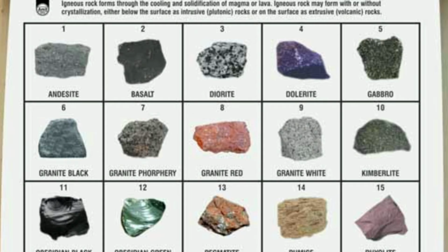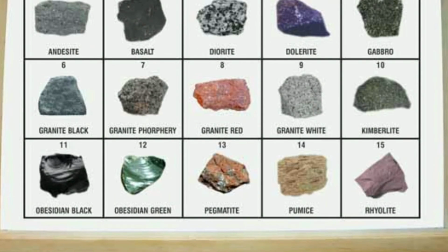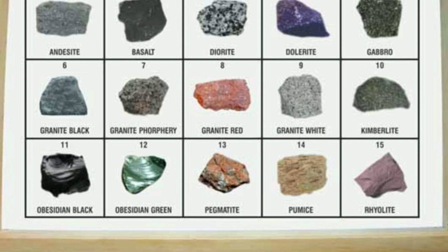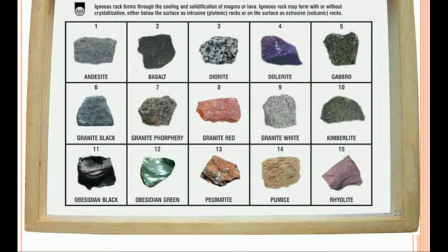You will also see kimberlite and other types, and obsidian black, obsidian green, pegmatite, pumice, and perlite. These are various types of igneous rocks which have high strength properties, and you can see the different colors. You can see this type of stone used for flooring in many houses. It is polished, and you can frequently see granite red, granite white, and granite black.